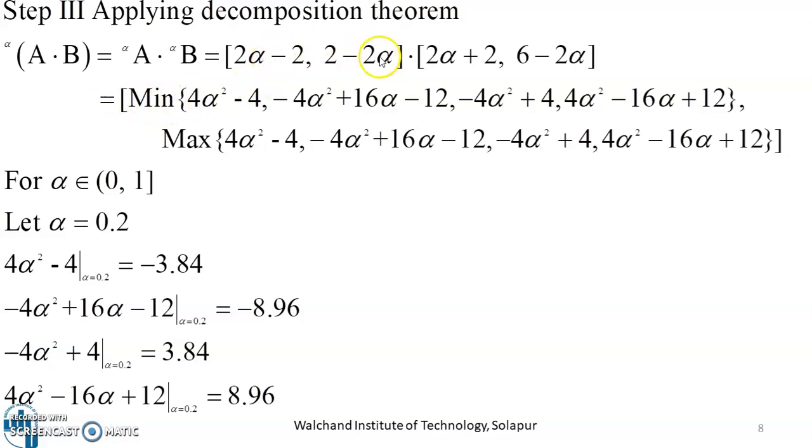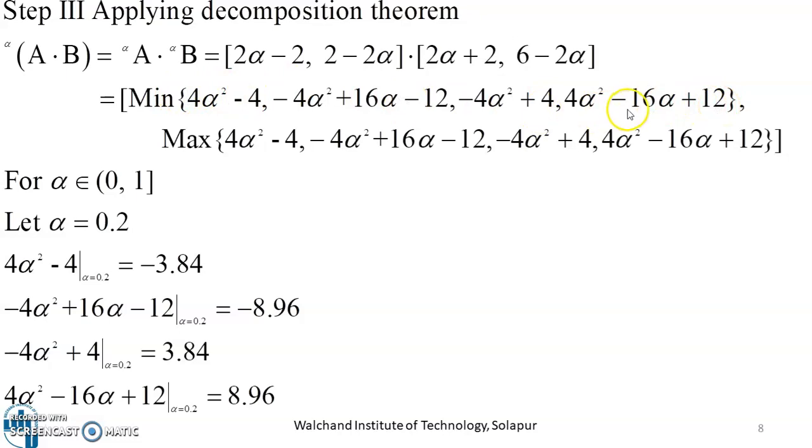minimum quantity of the product of these four numbers. Like 2 alpha minus 2 into 2 alpha plus 2, that will be 4 alpha square minus 4. 2 alpha minus 2 into 6 minus 2 alpha is minus 4 alpha square plus 16 alpha minus 12. 2 minus 2 alpha into 2 alpha plus 2 is minus 4 alpha square plus 4, and finally 2 minus 2 alpha into 6 minus 2 alpha will be 4 alpha square minus 16 alpha plus 12.